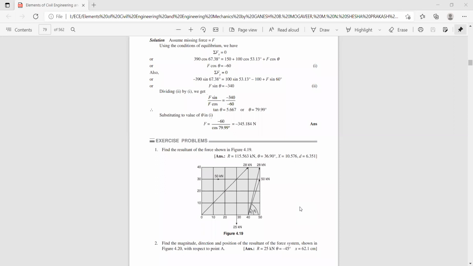Is anyone having any doubts with regard to finding out the moments? So tell me what is sigma MA. Once again, I will repeat, sigma MA will be equal to 50 into 30 plus 25 into 30 minus 50 sine theta 2 into 40 minus 28 sine theta 3 into 40. So tell me the value in kilonewton meter, that is the sum of moments.